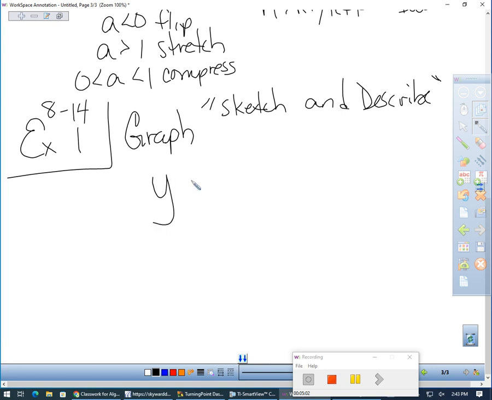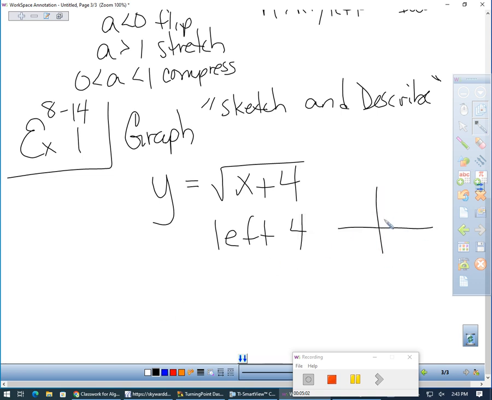First one, let's say I have y equals the square root of x plus 4. So first thing you're going to tell me is this goes to the left 4. Then you're going to draw me a little graph over on the side. You're going to go 1, 2, 3, 4. This is where my curve starts. Curve up. Boom, done. That's all I'm looking for.